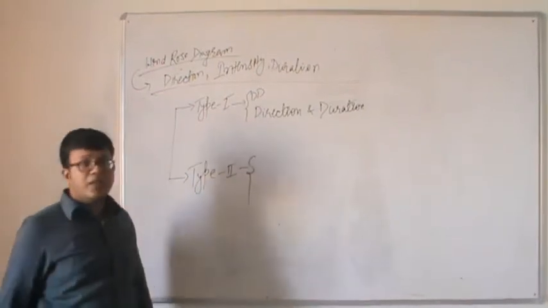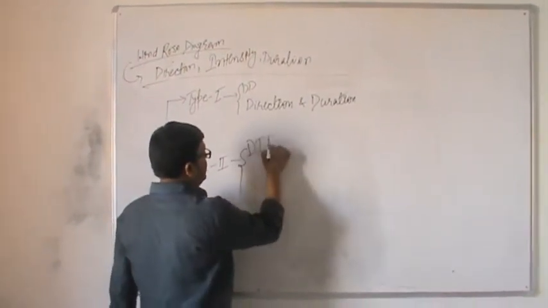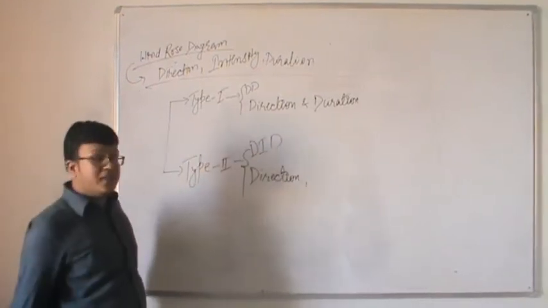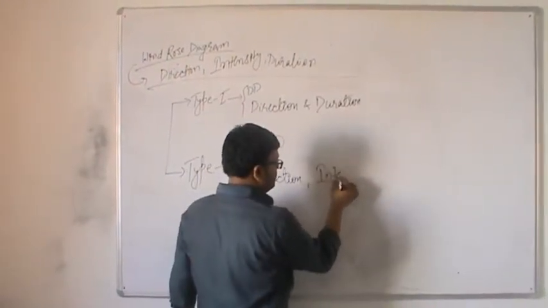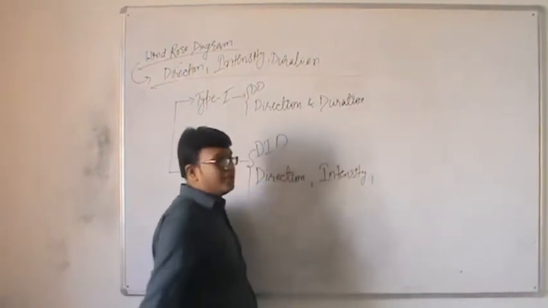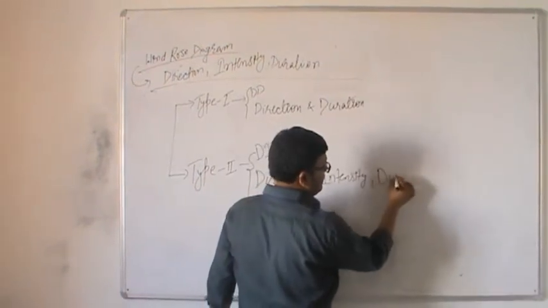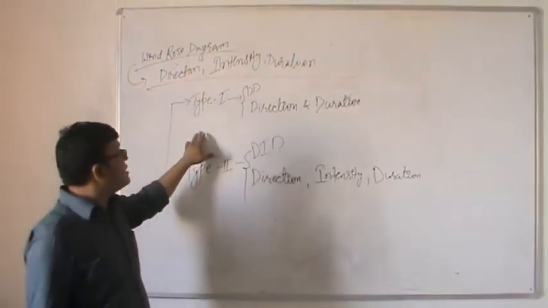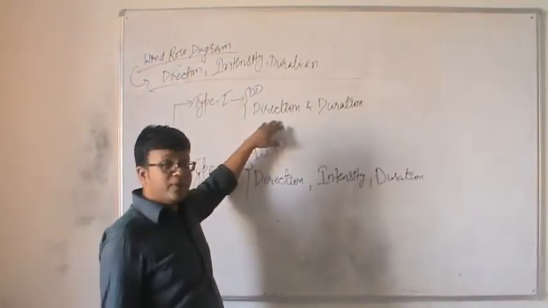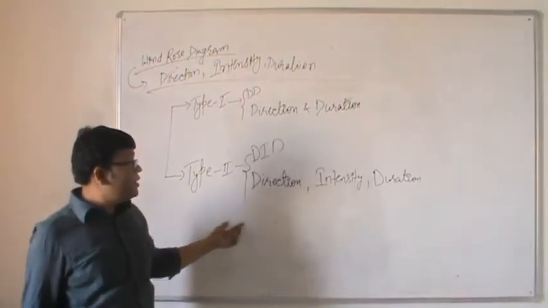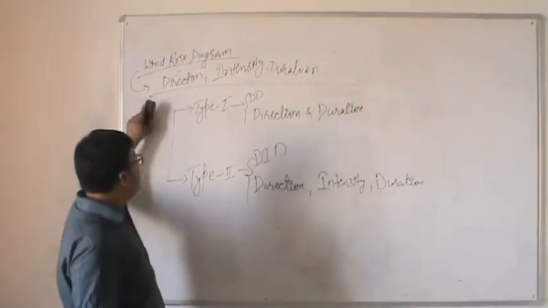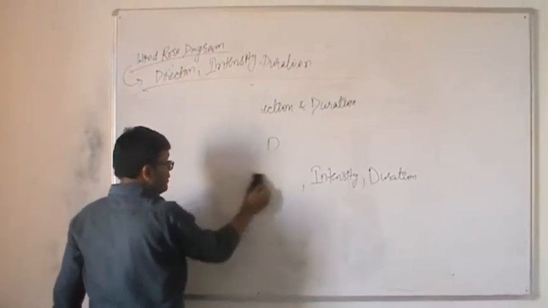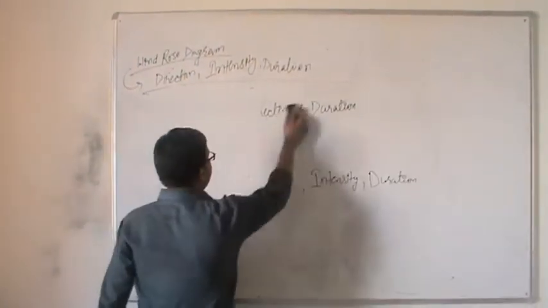The type 2 speaks about all three types of data, you can remember DID: direction, then time-dependent intensity, and the last one, duration. So as we are saying, the wind rose diagram is classified into two categories. Type 1 speaks about direction as well as duration, while type 2 speaks about direction, intensity and duration. Fine. Within type 1, how will we prepare it? As we have discussed, we first require 5 to 10 years of data before making the wind rose diagram.